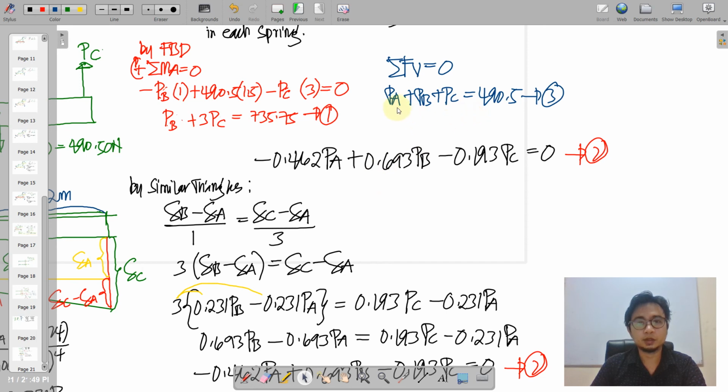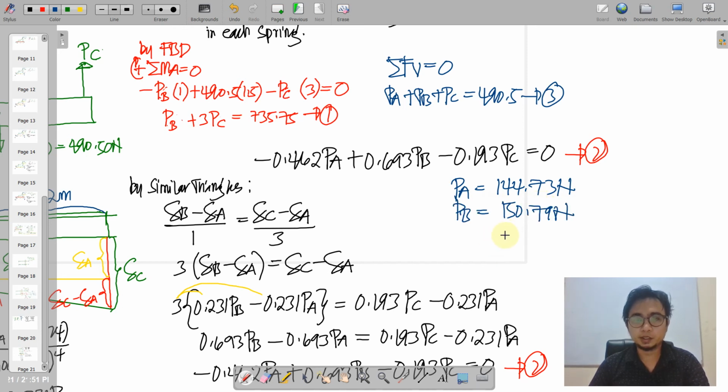Starting from A, B, and then C, and then the right portion is the constant. So PA will be equal to 144.73 newtons. PB is 150.79 newtons. And then PC is equal to 194.99 newtons.